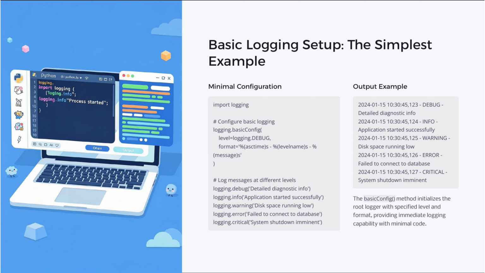The basic config method in Python's logging module sets up the root logger with a specified level and format. This allows logging of messages at various levels: debug for diagnostics, info for successful operations, warning for potential issues, error for failures, and critical for severe problems. This minimal setup provides immediate logging capabilities with concise code.